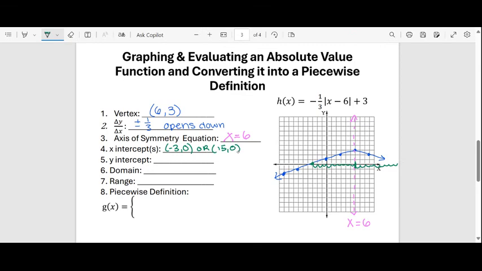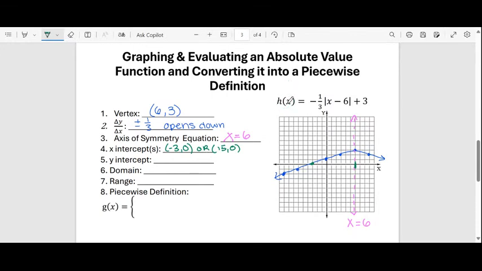If you aren't able to do that just by counting, like if you don't understand the symmetric point and the distance away, just go ahead and plug in 0 for y, or in this case for f of x, and you should be able to solve that.